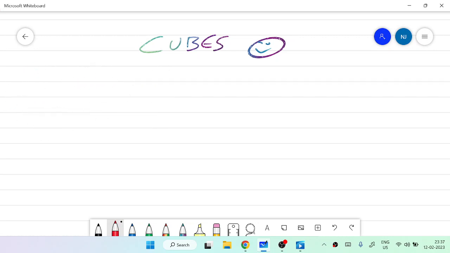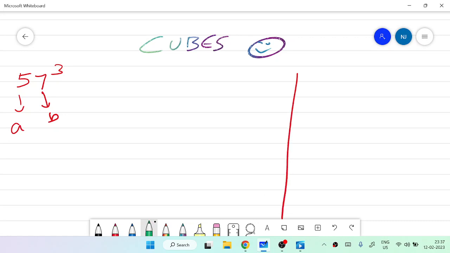Before going into that method, I'm going to take 57 cube. In this 57 cube, you have to consider the first value, 5, as A and the second value, 7, as B. Then I'm going to tell you the structure of how we are going to do these cubes.